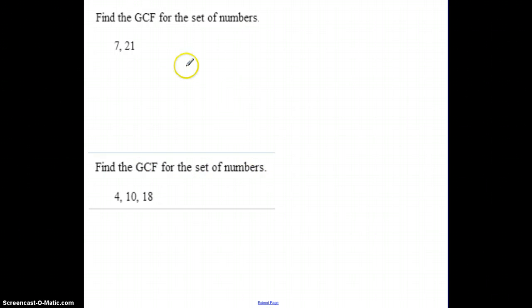Okay, now these are pretty easy ones. Greatest common factor, the greatest number that goes into both. So the greatest number for both of these would be 7. Greatest number for this one would be 2.